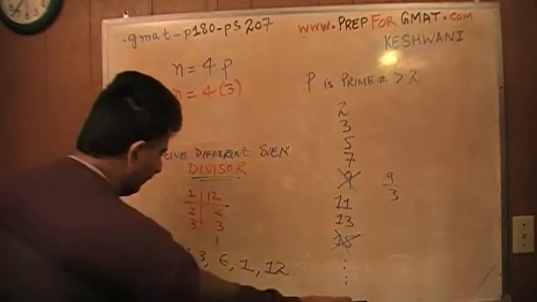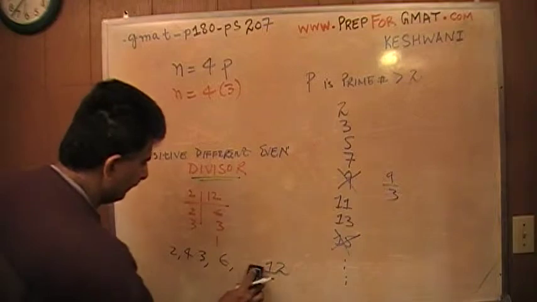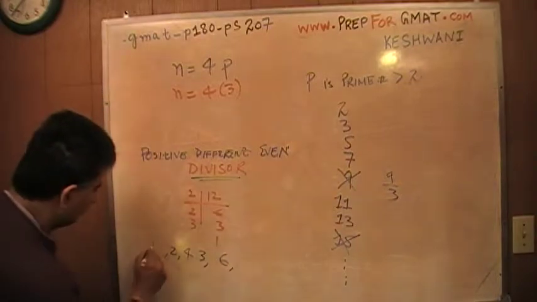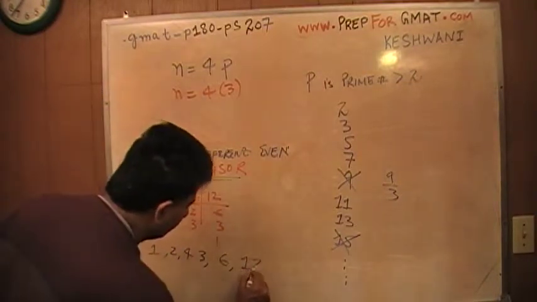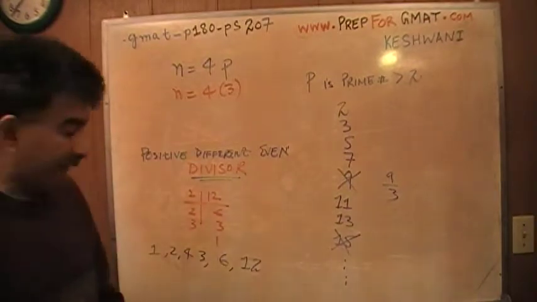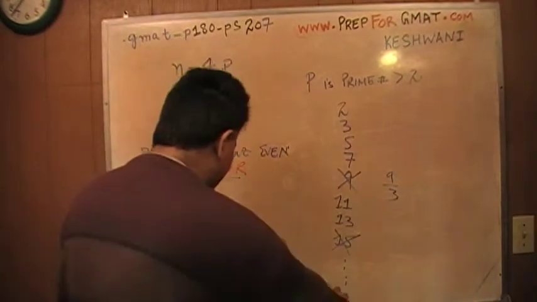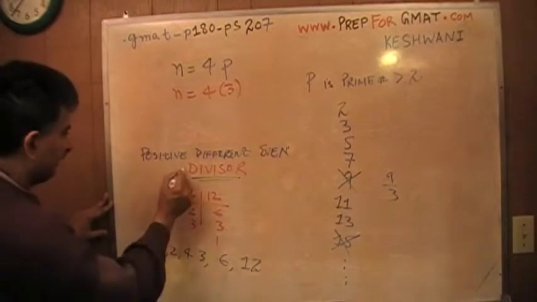I should have written it more systematically. Let's put the 1 in the front. I should have started out with 1, because of course any number goes into 1, and any number will go into itself. So these are the divisors. See this part here, divisors.